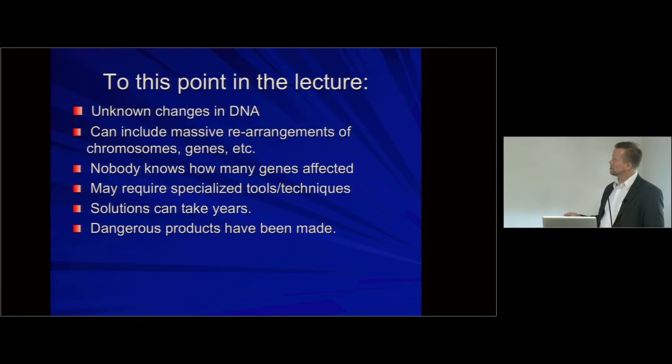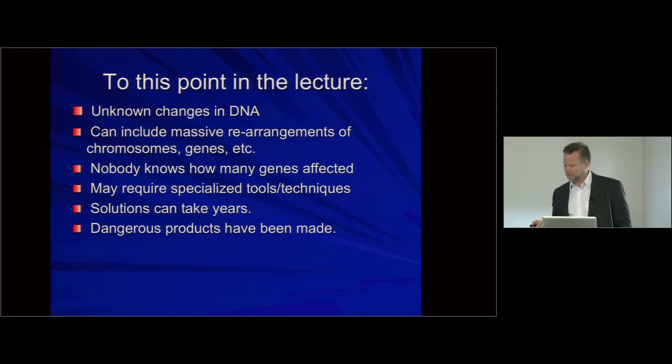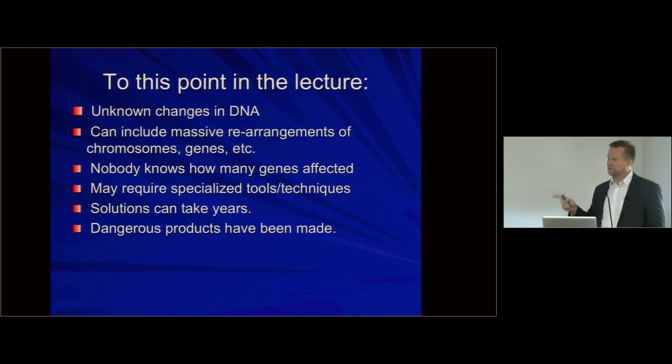Let me scoot ahead here to sum up this part of the lecture because I'd like to wrap up in the next 13 minutes. To this point, we talked about many ways to change plants genetically. We don't know what changes are made in DNA in any of these cases. We can have massive rearrangements of chromosomes, genes, doubling of whole sets of chromosomes. We don't know how many genes are affected. We just know that we like the outcome. It may require special tools and techniques. Solutions can take years, which is important to note, and dangerous products have been made through these processes.